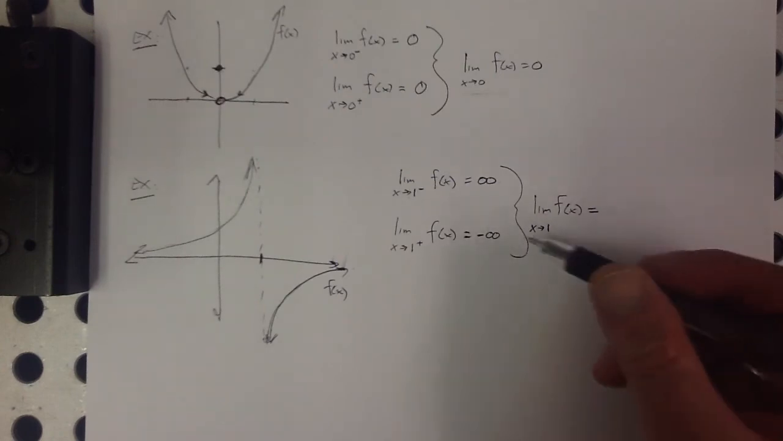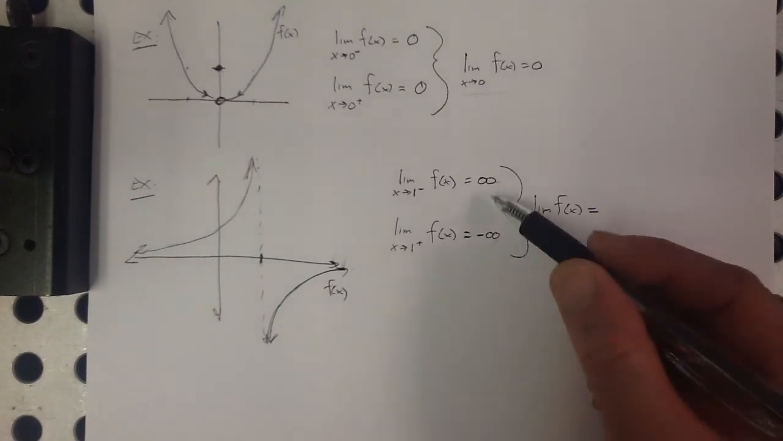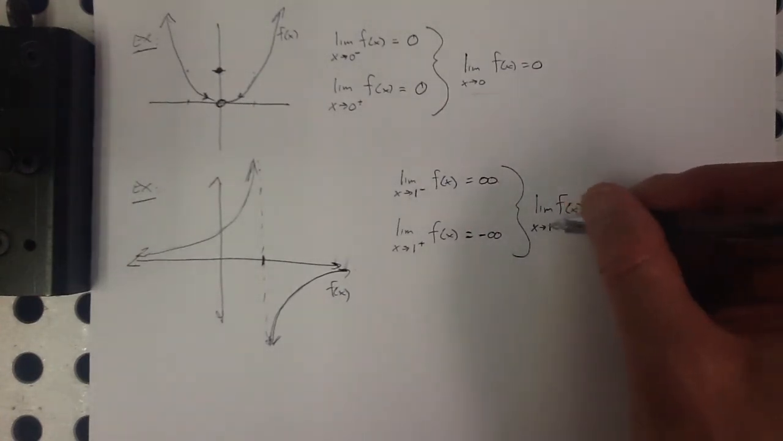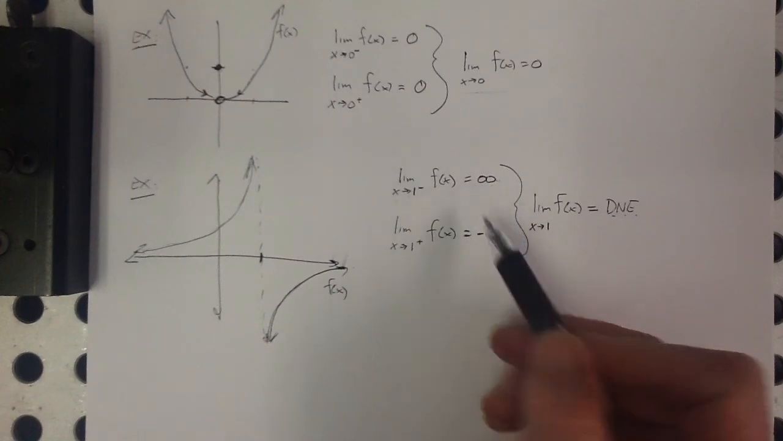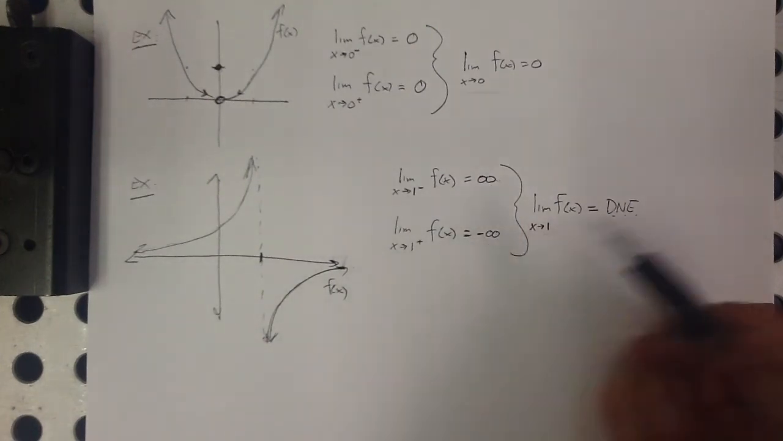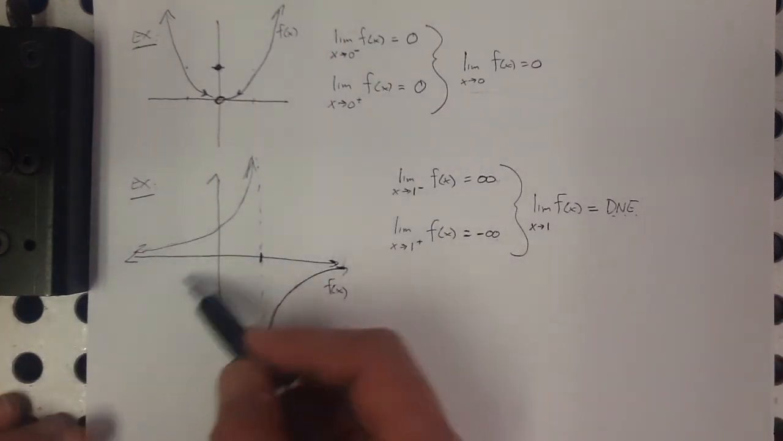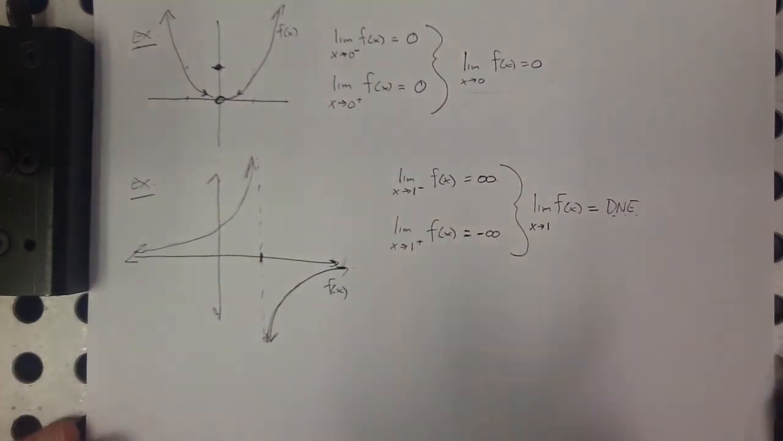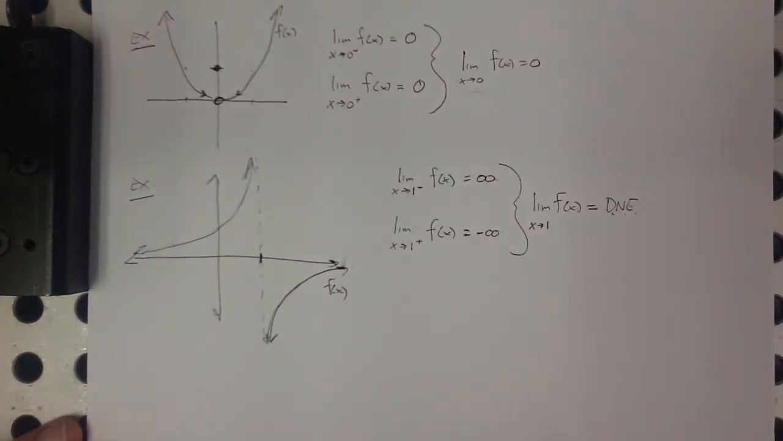So if you've thought about that now, since this one is infinity and this one is negative infinity, since they're two different answers, we have to say that without the clarification of which side, this does not exist. So this one's infinity, this one's negative infinity, but if we just say the limit as x approaches 1, because it's doing two different things on two sides, we say that the limit does not exist.